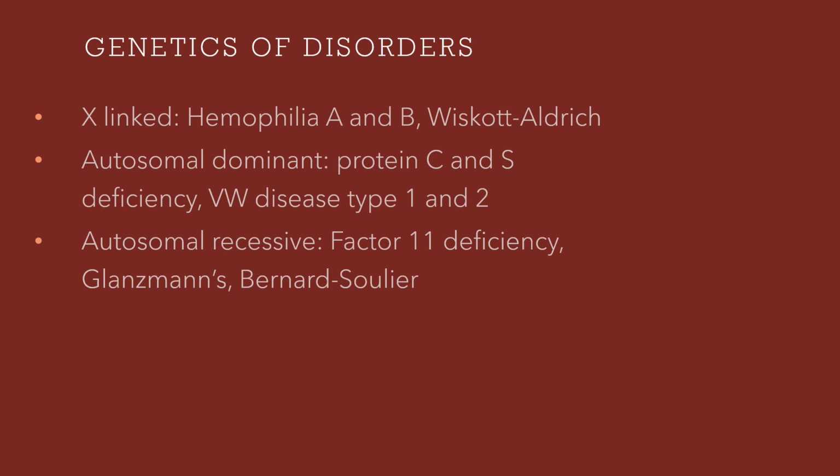Type 1 was the issue with production is decreased. Type 2 was the issue with the factor function for von Willebrand disease. Type 3, which is autosomal recessive, was an issue where you have absolutely no production of von Willebrand factor. Other autosomal recessive diseases are the factor 11 deficiency that we talked about with Ashkenazi Jews, and then Glanzmann's thrombasthenia and Bernard-Soulier. Those are all autosomal recessive.